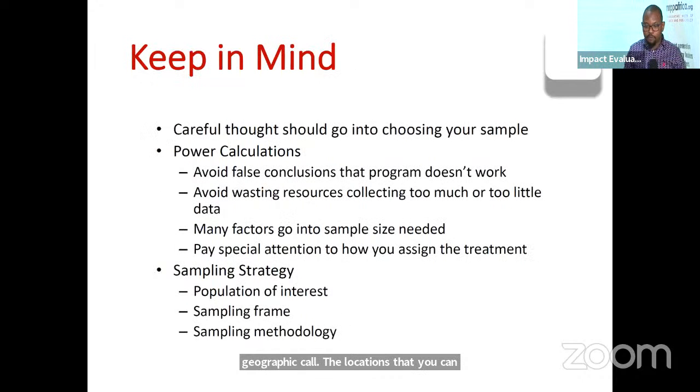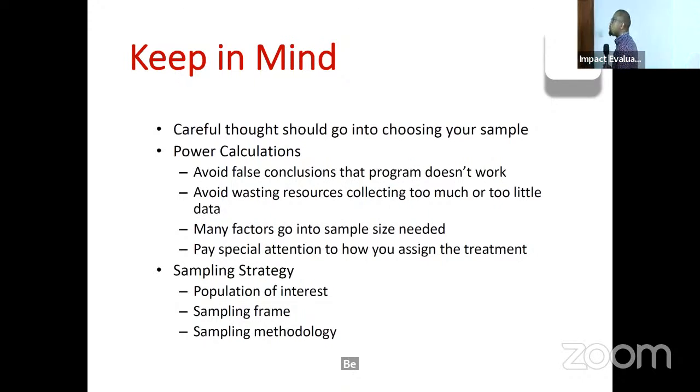All right, good people? Now, what are the things to keep in mind when we think of sampling? Be careful. Thoughts should go into choosing your sample. You need to spend time to think about your sample.